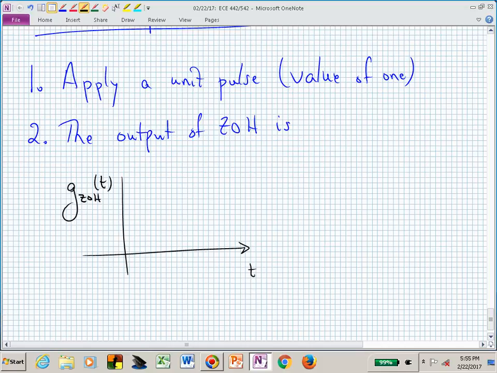If at time 0 we apply a unit value, that's our unit pulse. So I'm now going to apply to this a value of 1, and what does the output of my zero order hold look like? Looks like a rectangle, doesn't it? And how tall is that rectangle? Its unit. How wide is that rectangle?